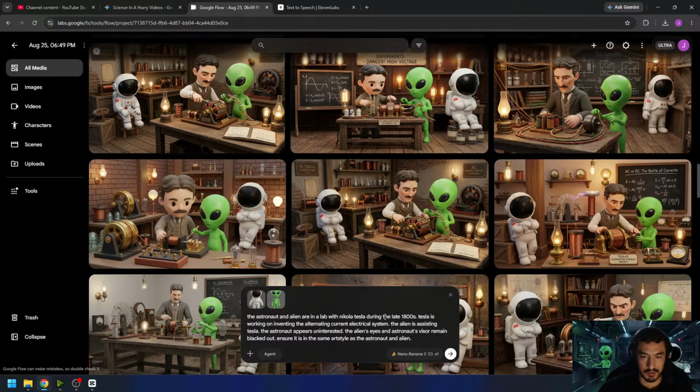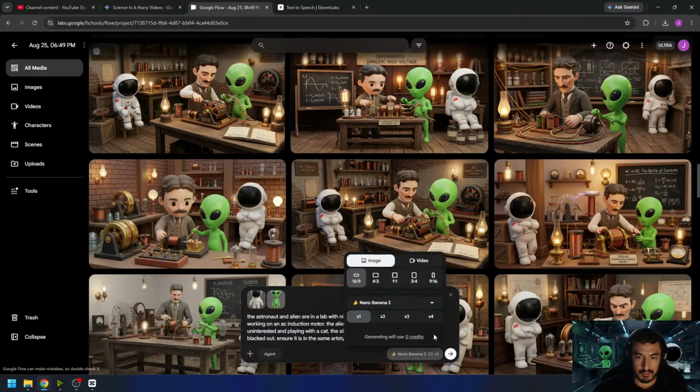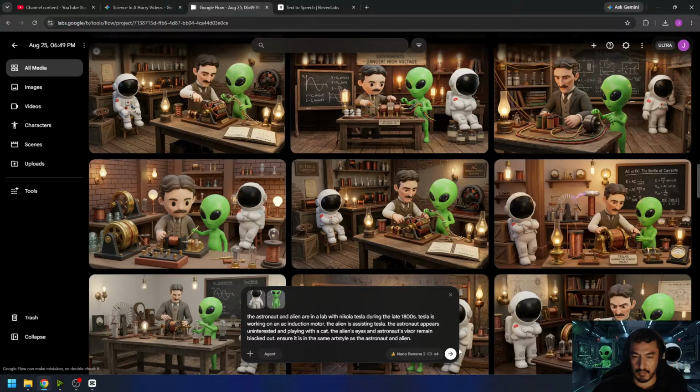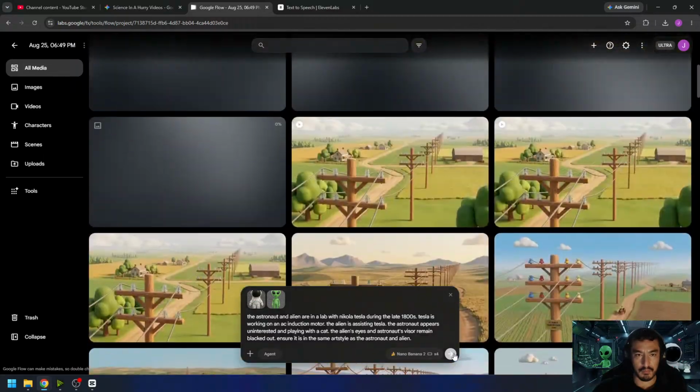So the astronaut and alien are in the lab with Nikola Tesla. Tesla is working on an AC induction motor. The alien is assisting Tesla. The astronaut appears uninterested. Let's have him doing something else. Uninterested and playing with a cat. Okay, let's take a look at that.